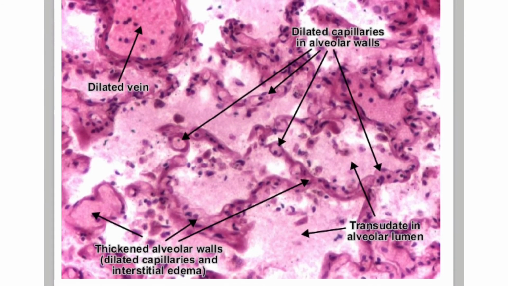This high power magnification demonstrates a thickening of alveolar capillaries or thickening of alveolar wall, dilation of alveolar capillaries راح يصير بها dilation لأن هي filled with fluid تصير congested in addition to the presence of pink eosinophilic fluid inside the capillaries inside the alveoli.